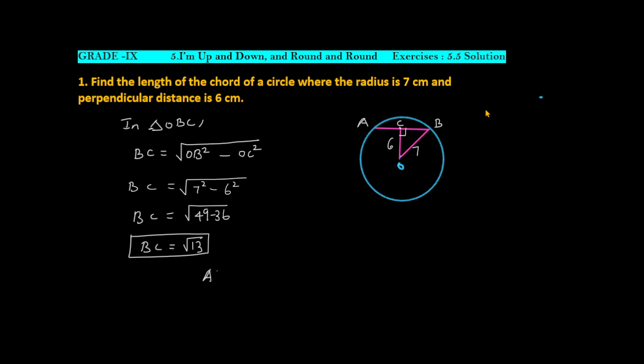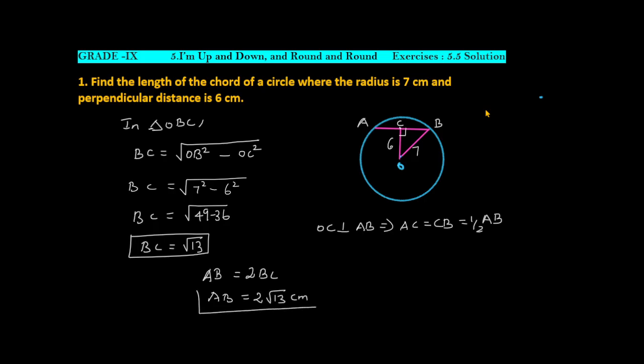So AB is nothing but twice BC, because we know that OC is perpendicular to AB, which means AC is equal to CB is equal to half of AB. So AB length is twice BC. So the length of AB is equal to 2 times root 13 centimeter. This is the length of the chord when the radius is 7 centimeter and the perpendicular distance is 6 centimeter.